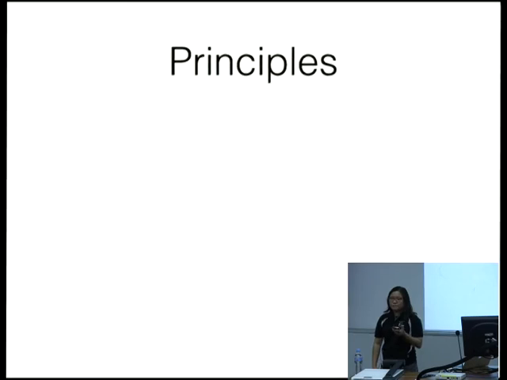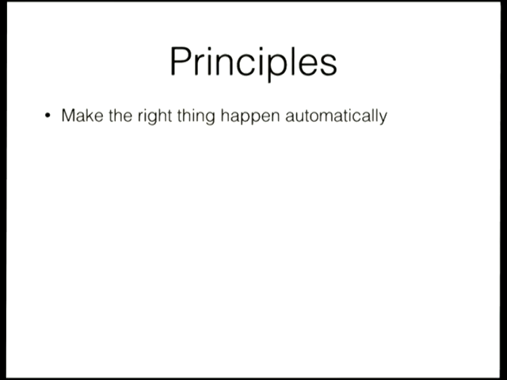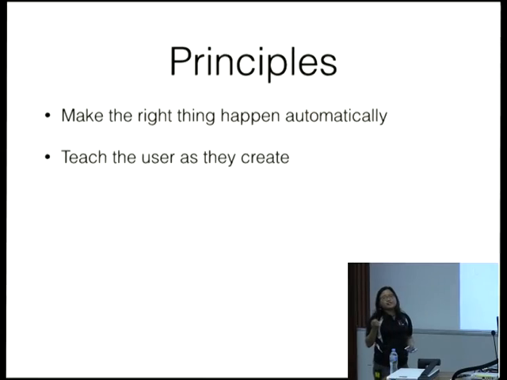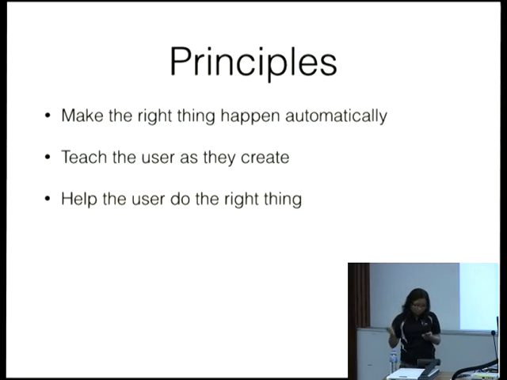So I want to start simple with 3 basic principles. First of all, you want to make sure that you just do the right thing for the user. Don't make them jump through hoops to turn on the option that should be on in the first place. Just do it automatically. Second, teach the user as they use your interface to create. Don't expect them to magically know that this thing is important or that this thing is even possible. You have to keep in mind the level of knowledge, technical competence or interest that your user has. Third, help the user do the right thing. Give them a hand. Don't leave them stranded.